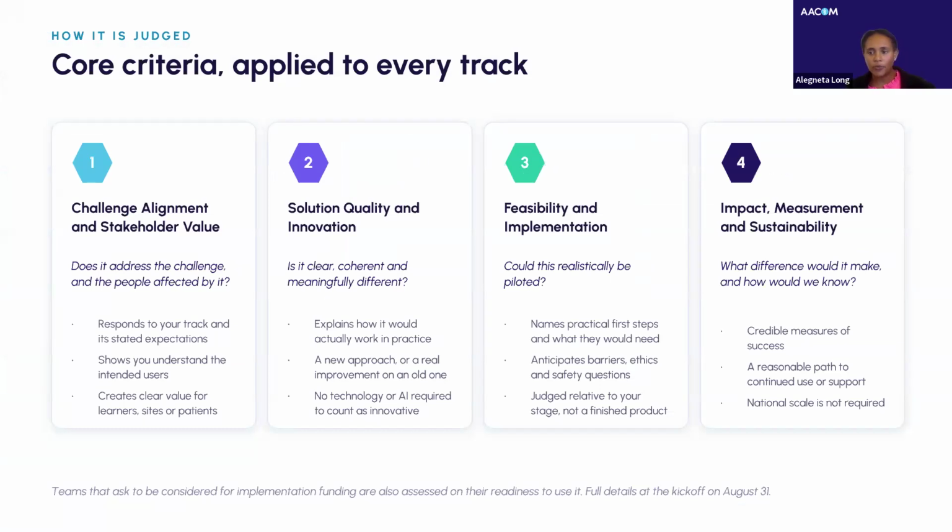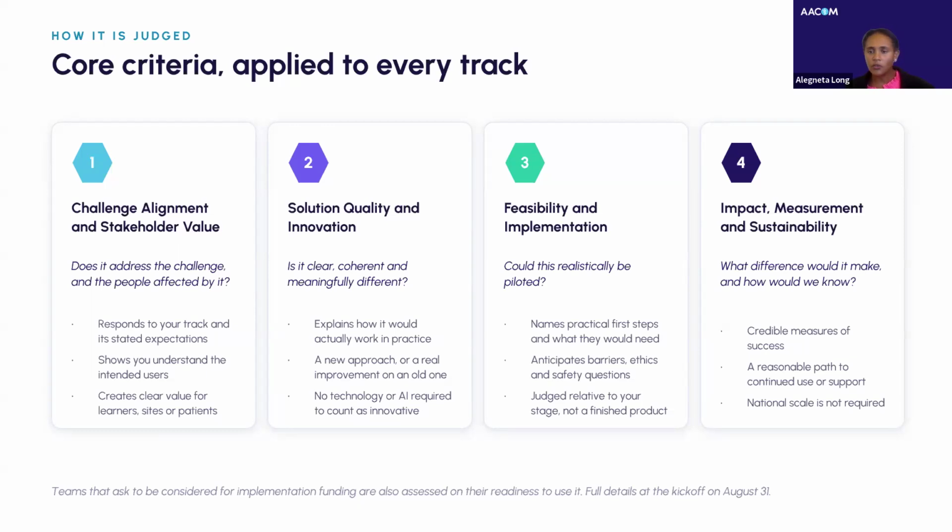Another question that's come up through this registration for the webinar registrants is a little bit more clarity around how the projects are judged. So we will have a judging process after the hackathon concludes on October 13th. And we're looking at these 4 criteria. One thing to be clear about, these 4 criteria are the same for every track, for every challenge track. So the first one is, does your solution address the challenge and the people affected, so the stakeholder value? The second area is around your solution. Is it clear? Is it coherent? And is it meaningfully different?